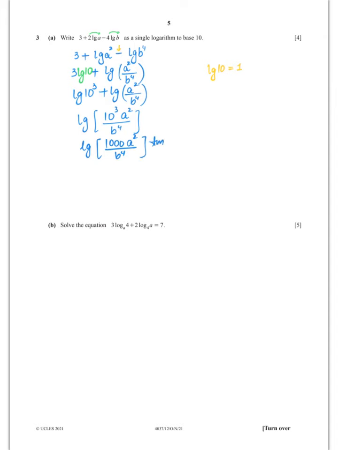Alright, in the next part it says that 3 log base 4 of a plus 2 log base a of 4 is equal to 7. At first I observed that these two logs have different bases, right? So when two logs have different bases, you need to apply the change of base law as well.